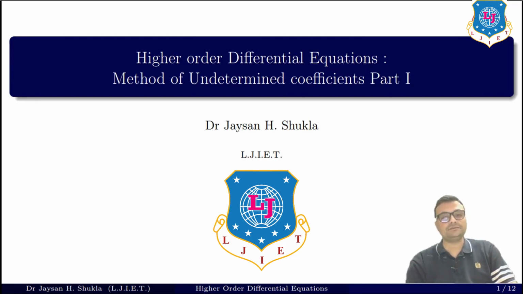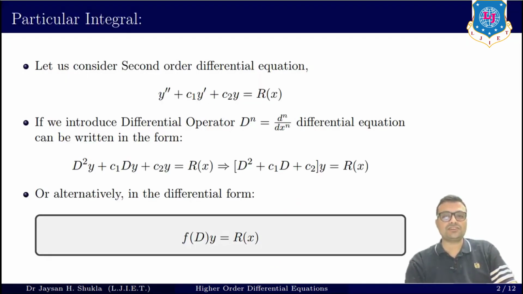So, let us begin with our usual consideration of the second order differential equation y double dash plus c1 y dash plus c2 y equal to r(x), where c1, c2 are arbitrary constants, y depends on x, and y dash, y double dash indicate the first and second order derivatives of y with respect to x respectively. On the right hand side we have r of x as a random function of x.